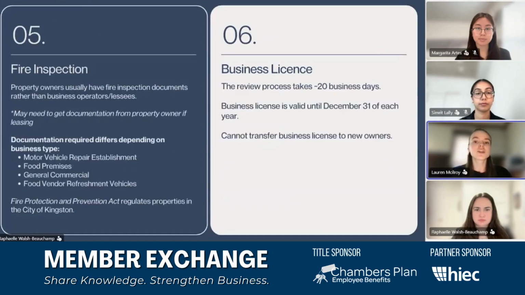Then lastly, in conjunction with the building permit, you will need to get a fire inspection to satisfy the Fire Protection and Prevention Act. If you are leasing your premises, you may need to get these fire inspection documents from the property owner. Beyond these permits and inspections, your business will need a license, which is also obtained through the city. We encourage you to review the City of Kingston website, which has further details on these requirements. Most of these registrations and licenses can be obtained online.